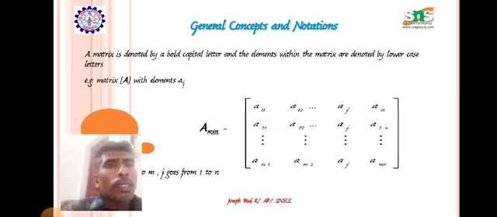A matrix is denoted by a capital letter, and the elements are denoted by lower case letters. So A is m by n. M and n are called the order of the matrix, so we have m rows and n columns. The matrix is arranged in the form of a11, a12, etc., up to amn. These a11, a12, a13, etc. are called the elements of the matrix.